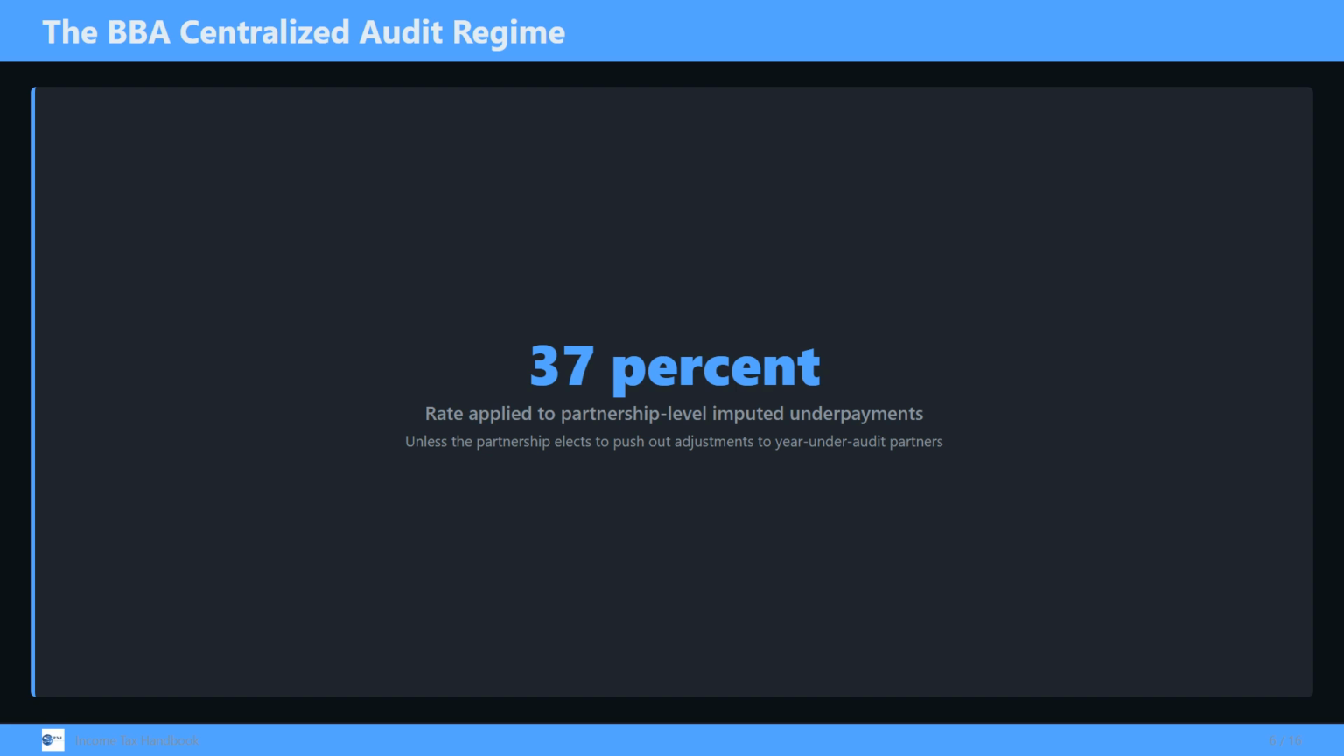Most partnerships are subject to BBA, the Bipartisan Budget Act, centralized audit rules. If the IRS adjusts a partnership's income on audit, the assessment is made at the partnership level and collected from the partnership itself at the highest individual rate, 37%, unless the partnership pushes the adjustment out to the partners who were actually in the partnership during the audited year. Every partnership subject to BBA must designate a partnership representative, someone with substantial presence in the United States who can bind all partners in that audit.